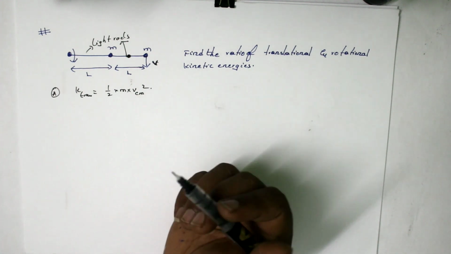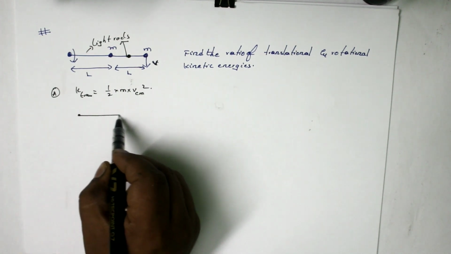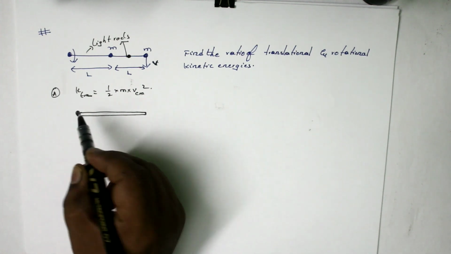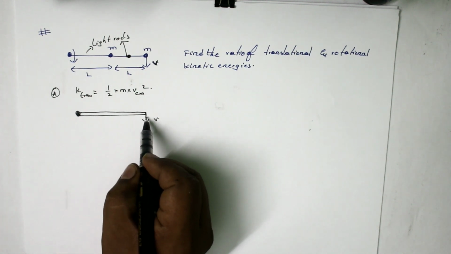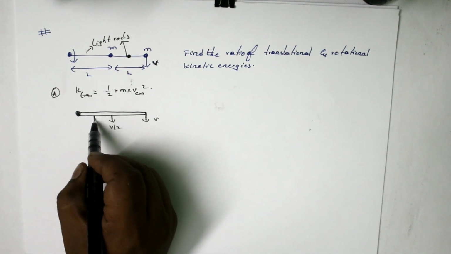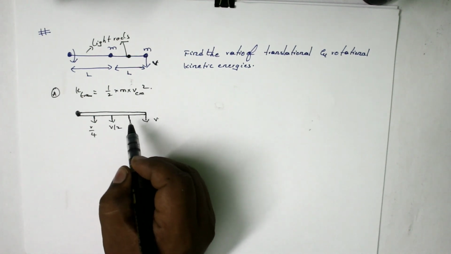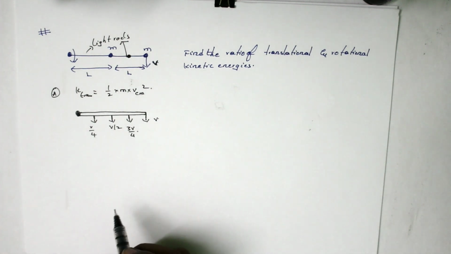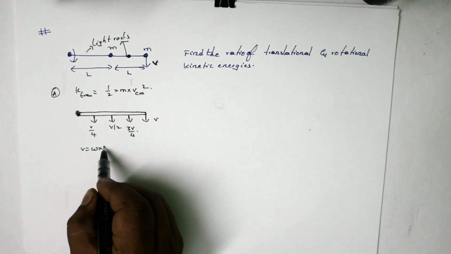So like that we can calculate velocity in this condition, or let us just draw a diagram. If this is the total length of the rod, and this is the axis of rotation, this one has a velocity of v. Then at the middle it should have a velocity of v by 2. At 1/4 of the length it should have a velocity of v by 4. Then at 3/4 of the length it should have a velocity of 3v divided by 4. Or we can always calculate using v is equal to omega into r.